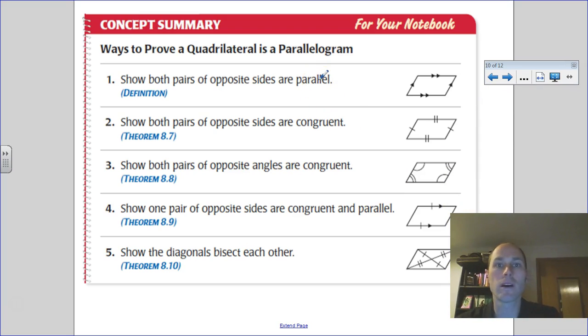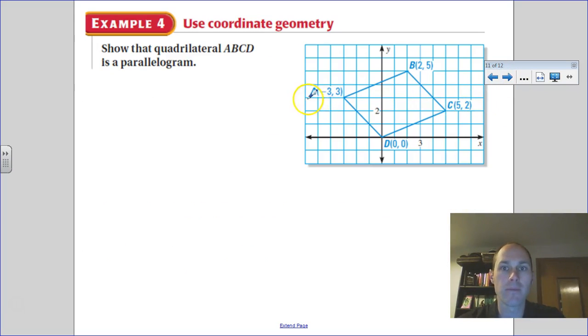So once again, this just reiterates ways to prove a quadrilateral is a parallelogram. You show both pairs of opposite sides are parallel. Show both pairs of opposite sides are congruent. Show both pairs of opposite angles are congruent. One pair of opposite sides congruent and parallel. Or show the diagonals bisect each other. So apply that. Take one of those 5 ways to prove a quadrilateral a parallelogram, and take this quadrilateral on the coordinate plane and prove that it's a parallelogram.